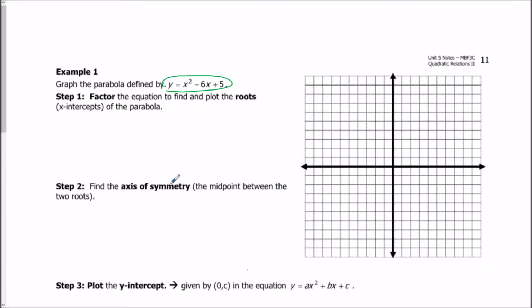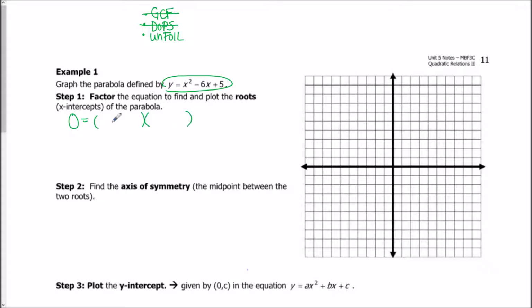So step 1, factor the equation to find and plot the roots. So we're going to find the x-intercepts right here. I'm going to go ahead and write out 0 equals, and then I'm going to look through my list of questions right here. So is it GCF? There is nothing in common with any of these three terms, so it's not a GCF question. Is it a difference of perfect squares? There are three terms, so that's not possible. So I'm going to try to unfoil.